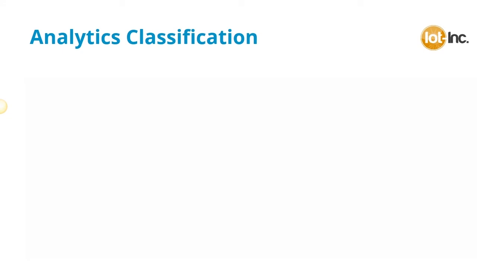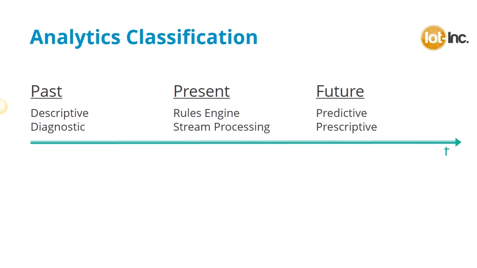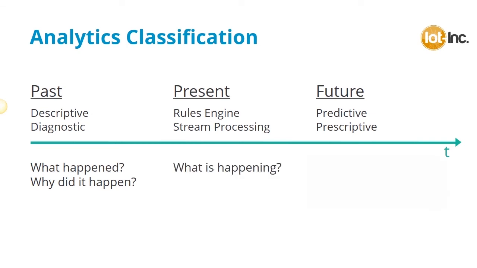And this is a useful way to classify analytics: the past, the present, and the future. In the past, we ask the questions, what happened? And why did it happen? This is answered by descriptive analytics and diagnostic analytics. In the present, we ask the question, what's happening now? That's answered by rules engines and stream processing. And for the future, we ask the questions, what could happen? And what should happen? That's answered respectively by predictive analytics and prescriptive analytics, all of which we're going to be talking about next.